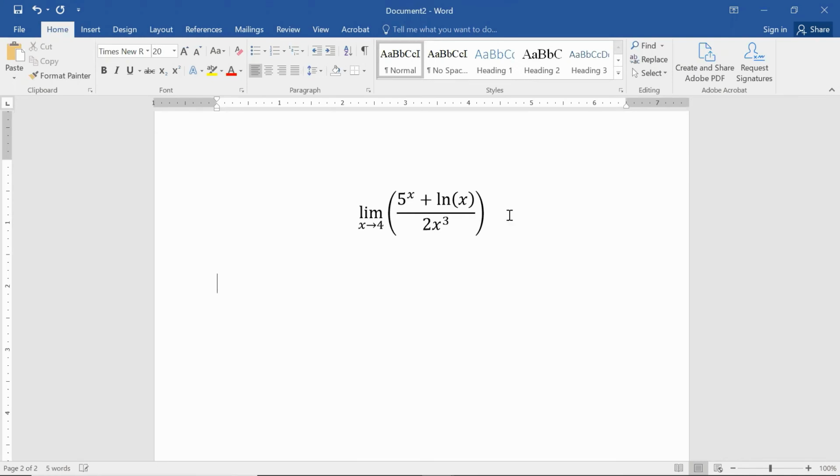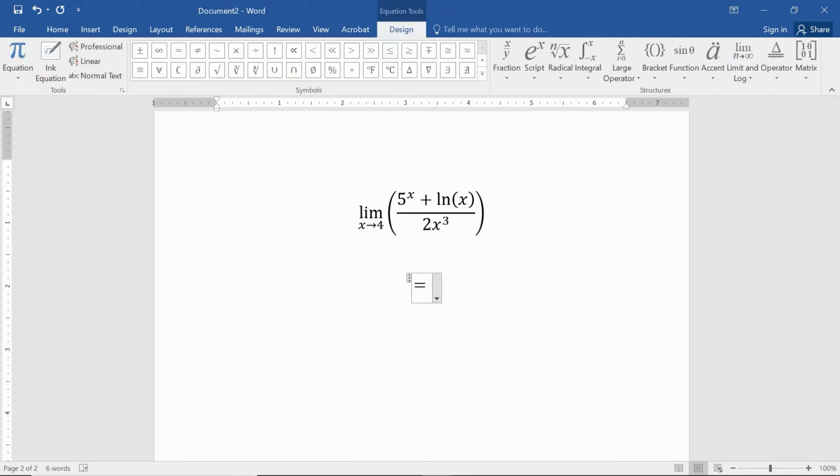Now the next problem has this fraction: 5 to the x power plus natural log of x, divided by 2x to the third. Now 2x to the third is the denominator in there. 4 is in the domain of 5 to the x. 4 is in the domain of natural log. 4 is in the domain of 2x to the third, obviously. And it doesn't give us 0 when you plug it into your denominator. And therefore, we can do something like this.